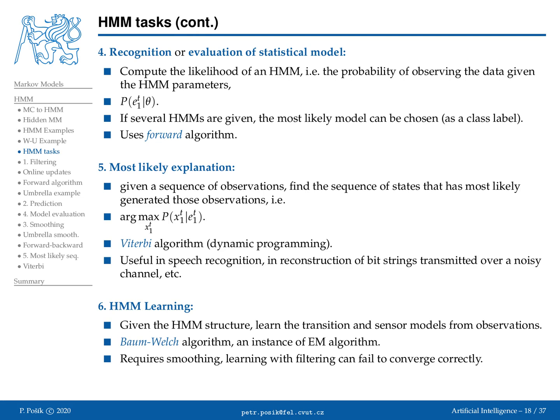And then there is this 6th task, which is the hidden Markov model learning, which answers the question how you can estimate the parameters of the transition and the emission models from the observed data. So how you can learn the model from data. And this task is solved by the so-called Baum-Welch algorithm, which is a special instance of the EM algorithm that we will talk about next week. Okay, so let's move on to individual tasks and how they can be solved.